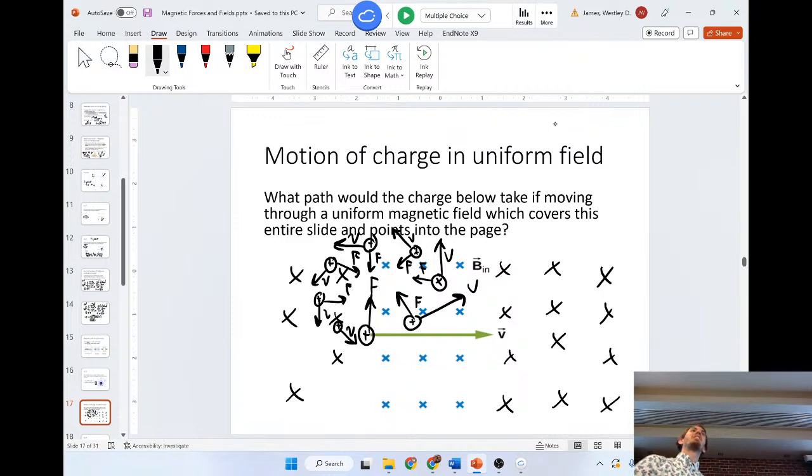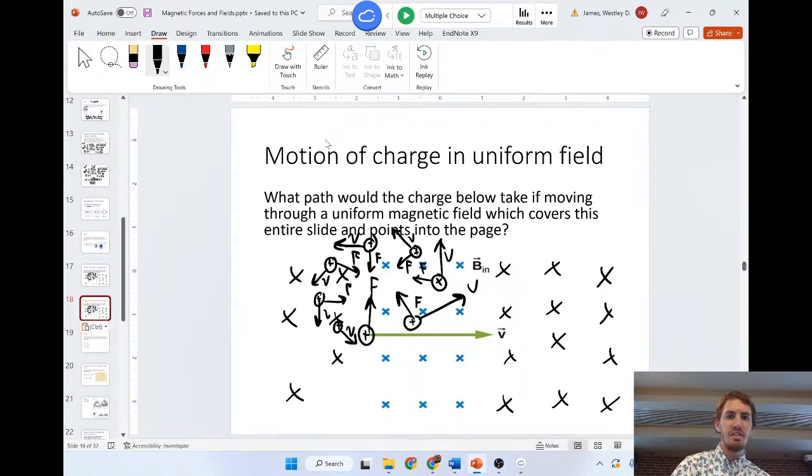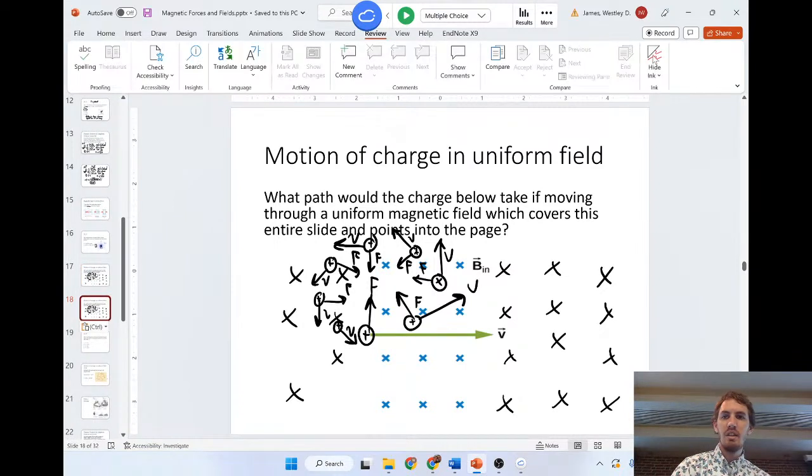Circle. Remember I told you all at the beginning of class, we're going to do stuff with circles? This is why. A charge that moves in a magnetic field. Let's draw a better picture. Let's copy this and get rid of all the ink because it's a hot mess right now.